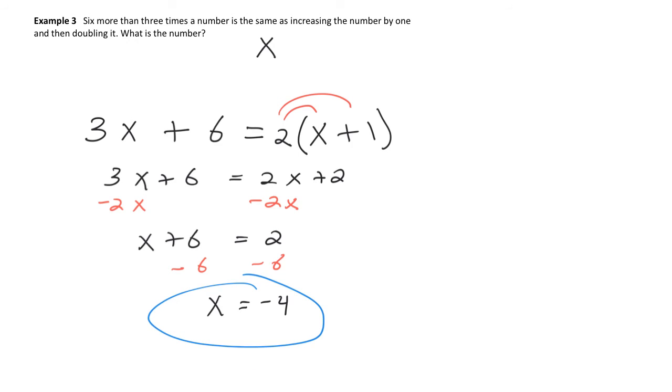6 more than 3 times this value. It's the same thing as increasing it by 1 and doubling it.